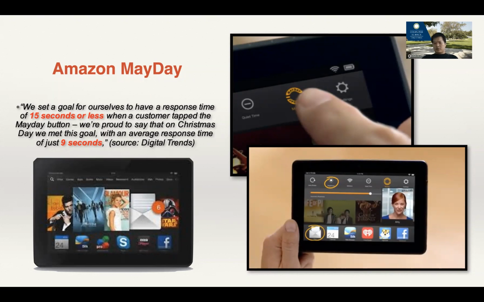I'm sure you all agree this is something useful, but I want you to think about it from a business point of view. How many of you would like to buy this device by seeing there is a Mayday feature? How many of you will actually decide to buy this one over the iPad because it has a Mayday feature?